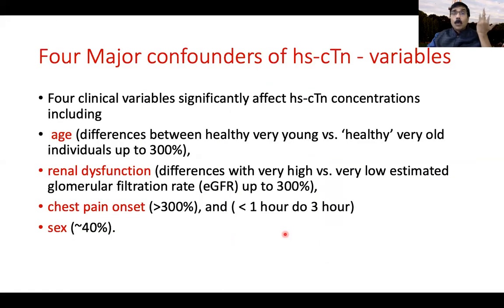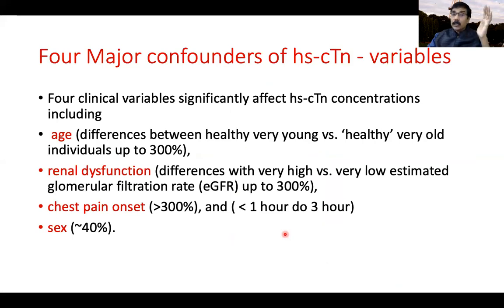But what has become more problematic now are the confounders. What are the 4 major confounders? One is the age. As age goes up, the chance of having a false high is going to be very high. In fact, there's been a 300% difference between the healthy young and the healthy very old. So that has to be taken into account. In the elderly, you have to take it with caution. Again, when there is renal dysfunction, whenever the creatinine is elevated, again, there can be a 300% variation.